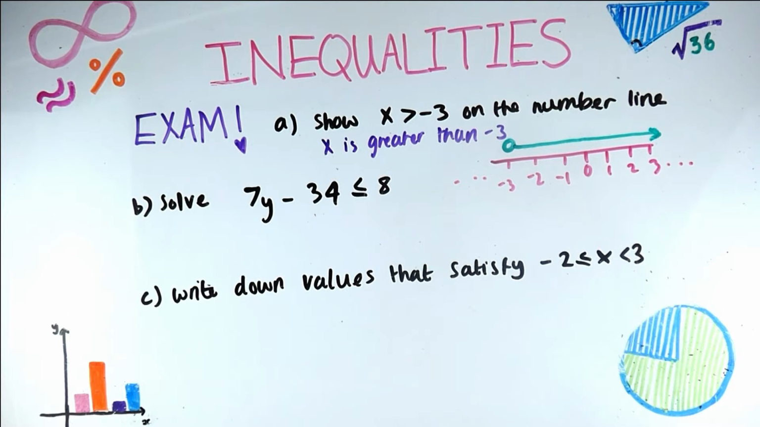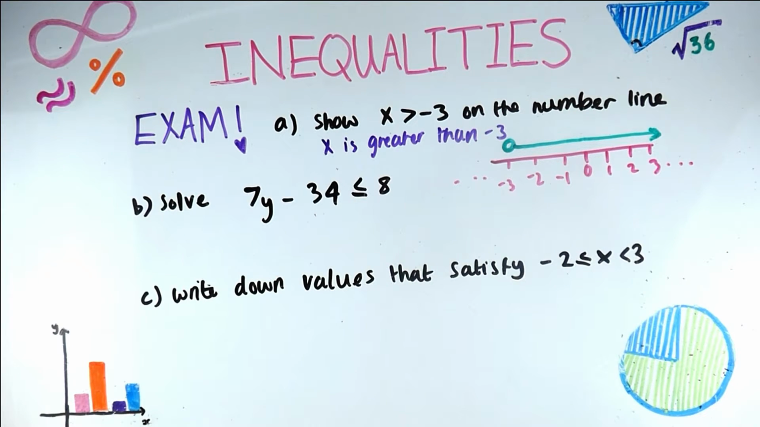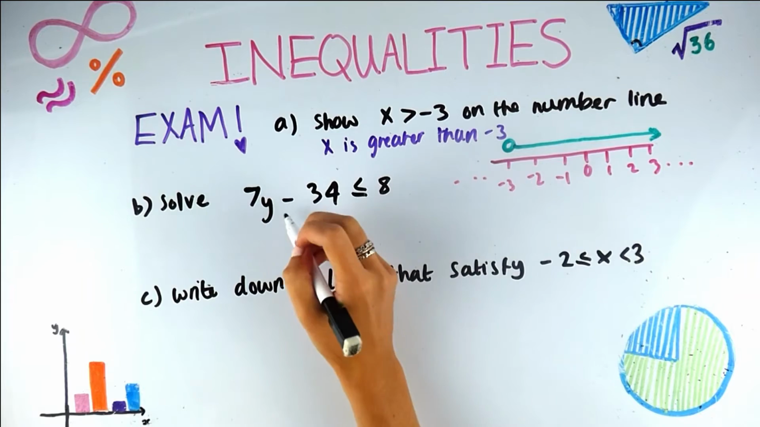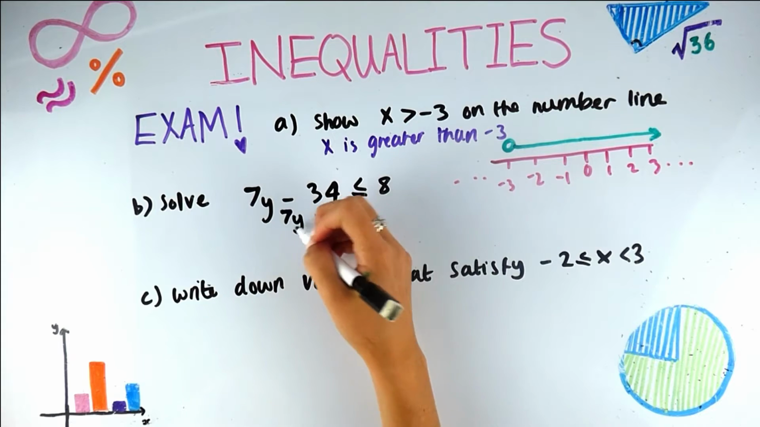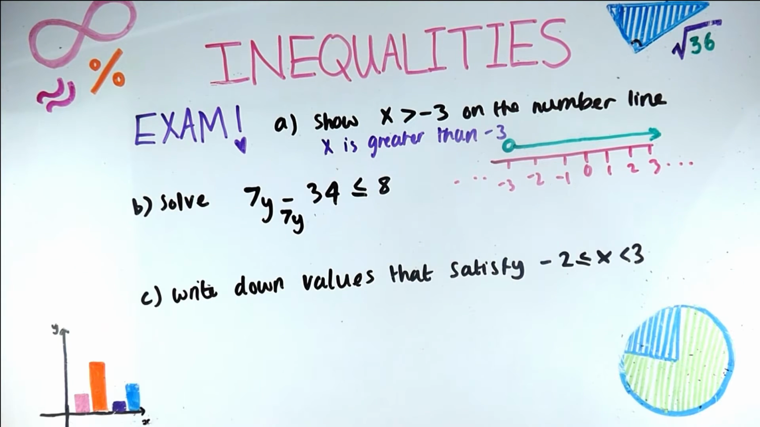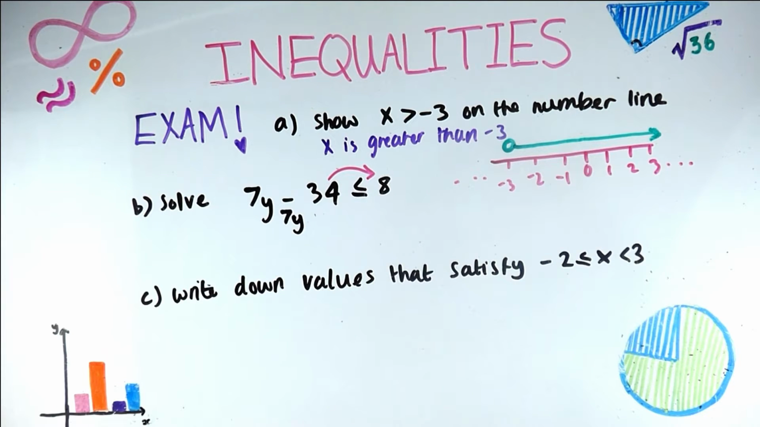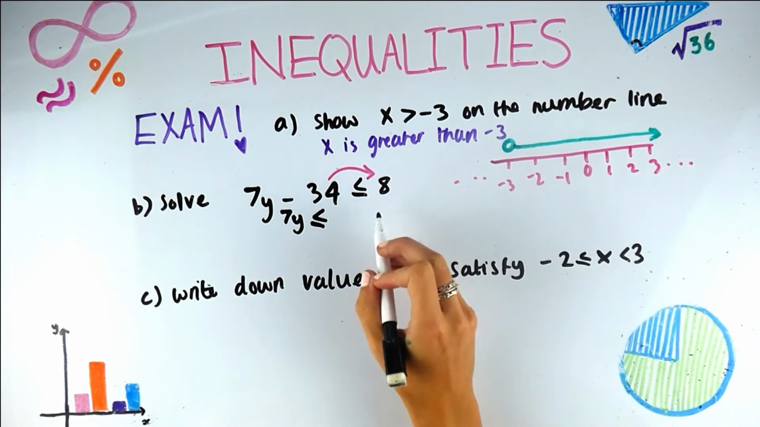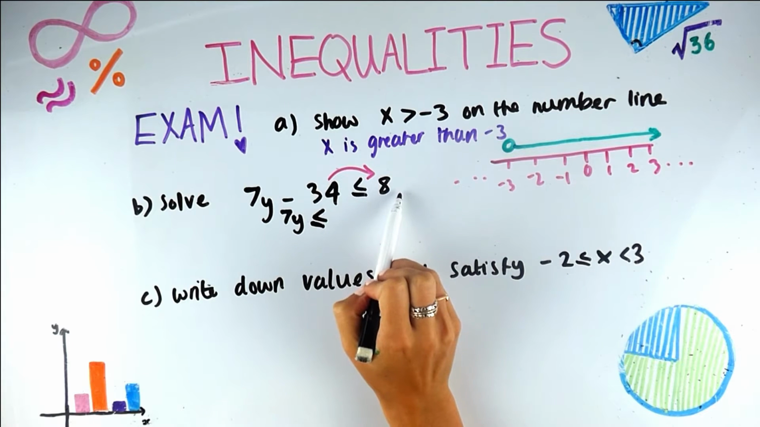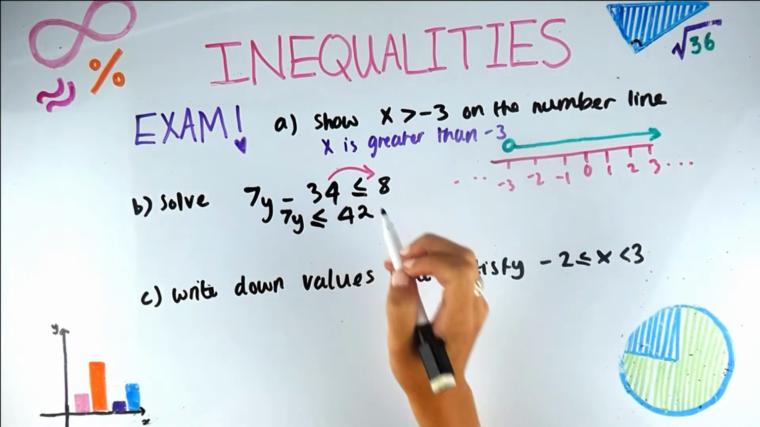Part B. Solve 7y minus 34 is, and then this is the small side, less than or equal to 8. So again, just like we practiced, start by ignoring it and just do some algebra and be careful for that one rule. So what I want is the y, so I want to take 34 over this side. To take the 34 over, I do the inverse operation. So I'm going to leave the less than or equal to sign and do 8 plus 34, which is going to be 42.